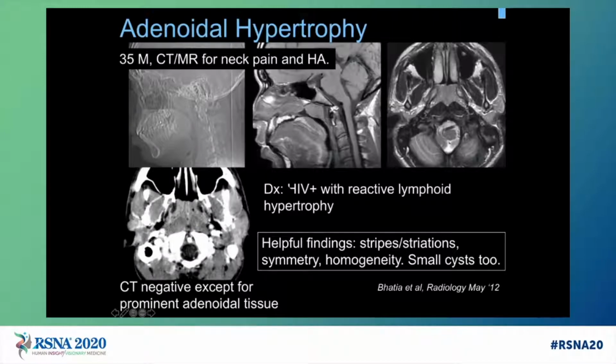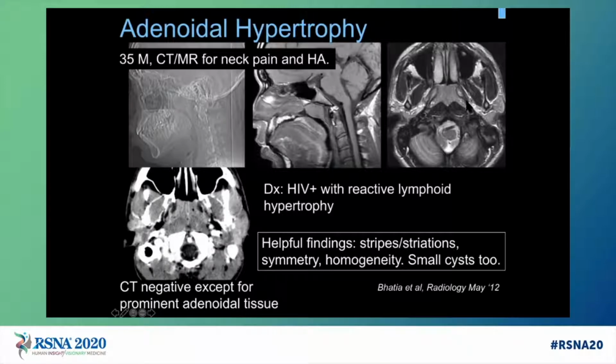This patient was referred for CT and MRI for neck pain and headache. On the scout view for the CT, we see this prominent soft tissue abnormality at the level of the nasopharynx. But on the axial image, we see that this tissue is very symmetrical, homogeneous, and has a really striated appearance. On our sagittal T1 MRI, we see that the skull base, the clivus, the craniovertebral junction is completely normal in its appearance, except that the marrow is mildly hypointense, as we commonly see in HIV-positive patients.